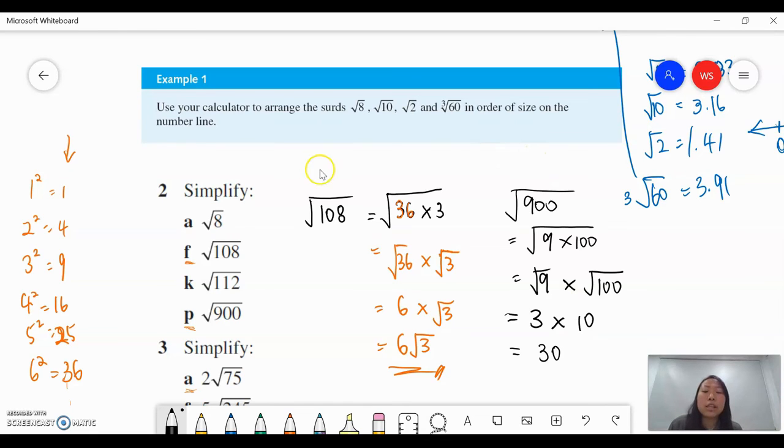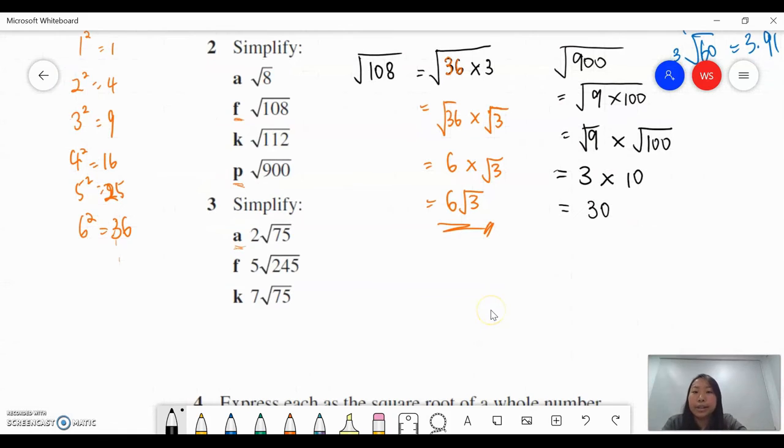So not necessarily that your simplified form will be a surd, it can also be a whole number. What you're basically doing in terms of simplifying is ensuring that whatever number is on the inside of your square root at the end is not a perfect square, right? It's the simplest form that you can see on the inside.